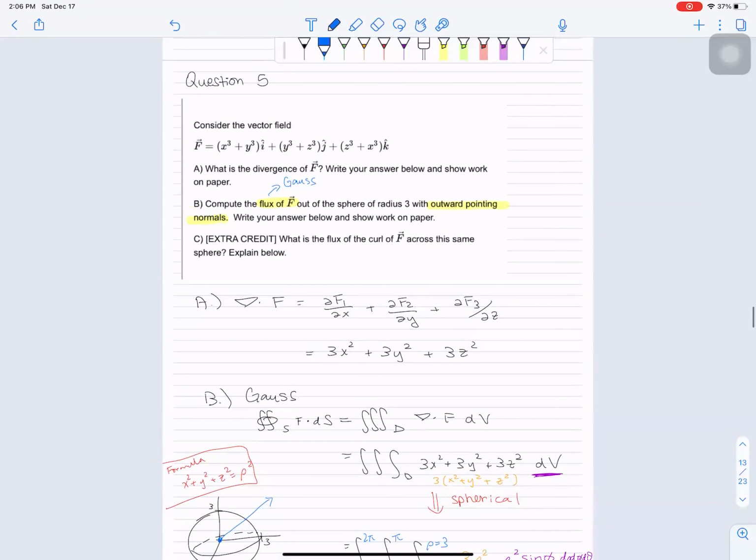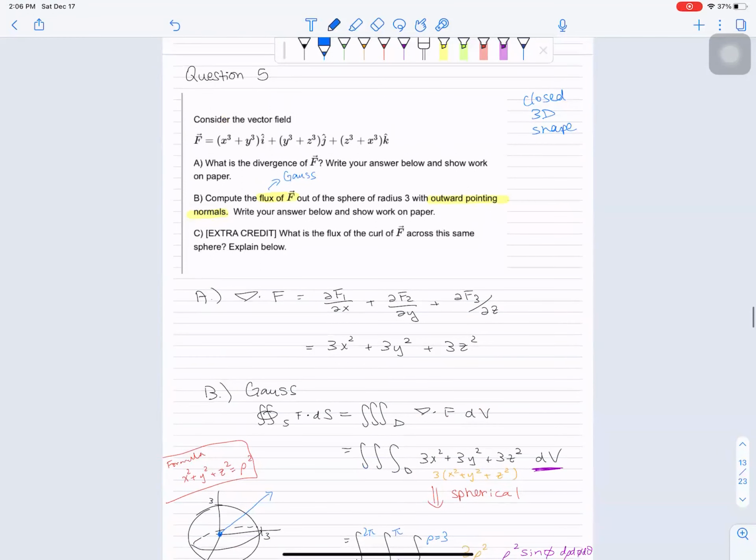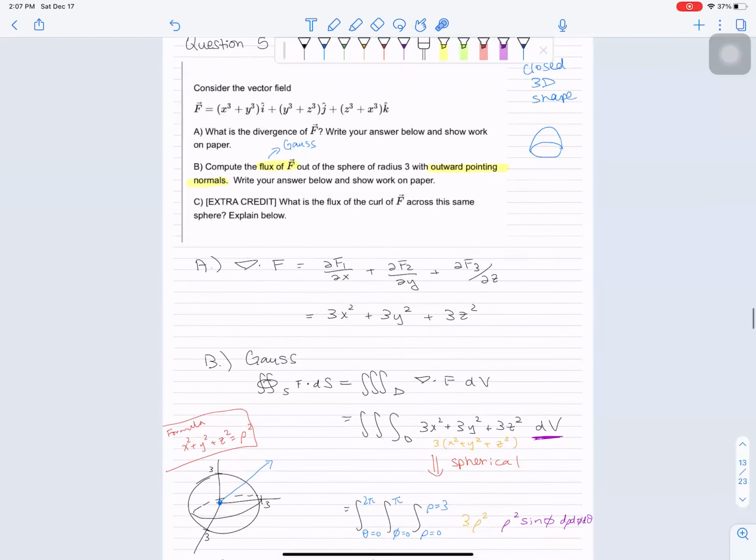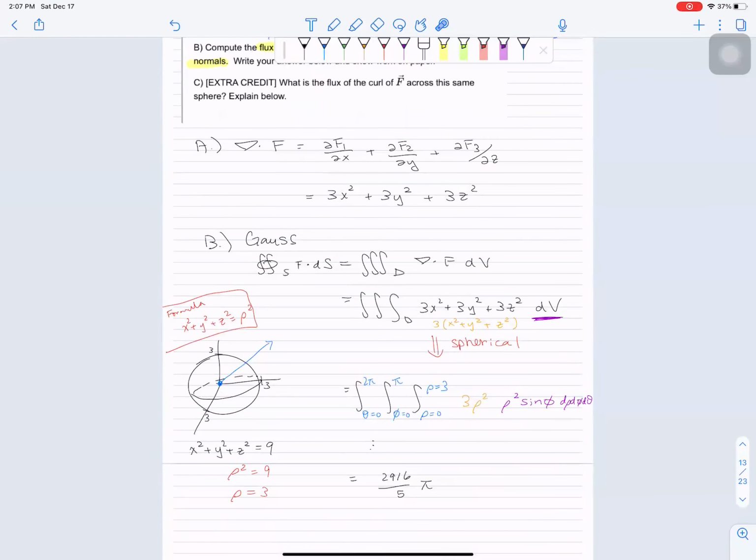Whenever you're using Gauss's, you should always have a closed 3D shape. If you only have a hemisphere without the lid, it's just like a bowl, you can't use Gauss's. But if you do have a lid, so it's like a closed bowl, then you can use Gauss. I haven't really seen using the left-hand side for Gauss.